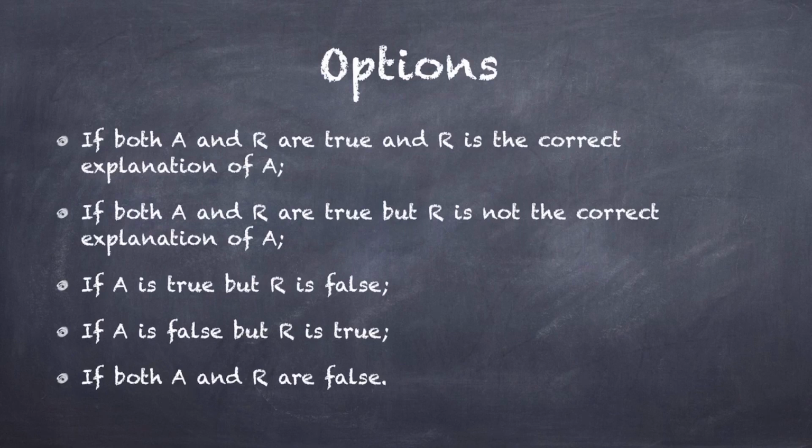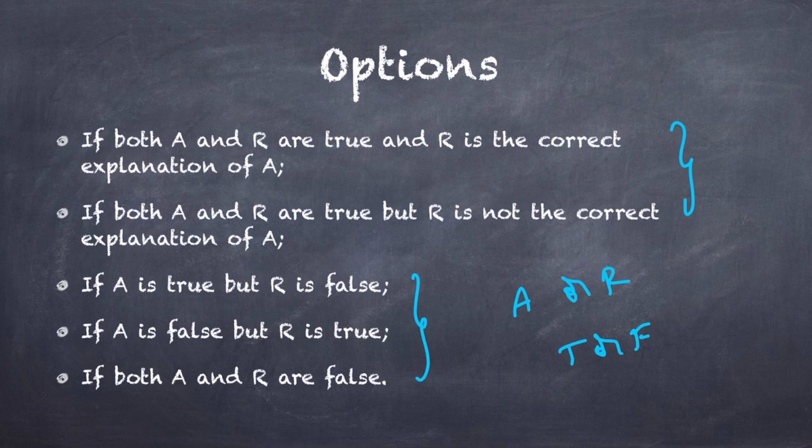Got it? Another tip is to understand the options clearly, and the options would be given as such. If both A and R are true, and R is the correct explanation of A; if both A and R are true, but R is not the correct explanation of A; if A is true, but R is false; if A is false, but R is true; if both A and R are false. If the answer lies in between these three options, you can figure it out easily, that is by identifying whether the assertion or reason is true or false.